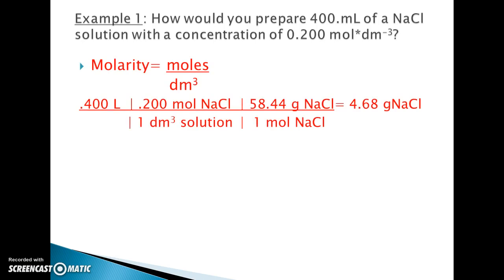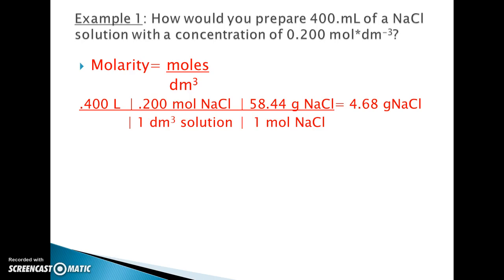Okay, now we know that molarity is moles per decimeter cubed. Okay? So we were given milliliters, and that's the same thing as liters, the same thing as decimeter cubed. So if I start with 0.4 liters or decimeters cubed, I can actually use molarity as a conversion factor to go from decimeters cubed to moles. And then I can convert from moles to grams, just like I did all through Chem 1 and in the last topic. So I get 4.68 grams of sodium chloride.